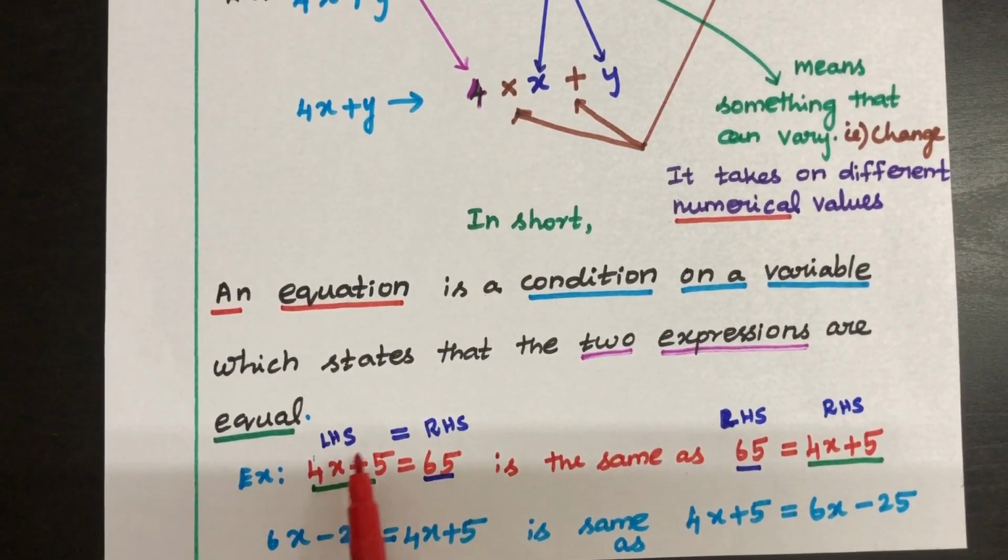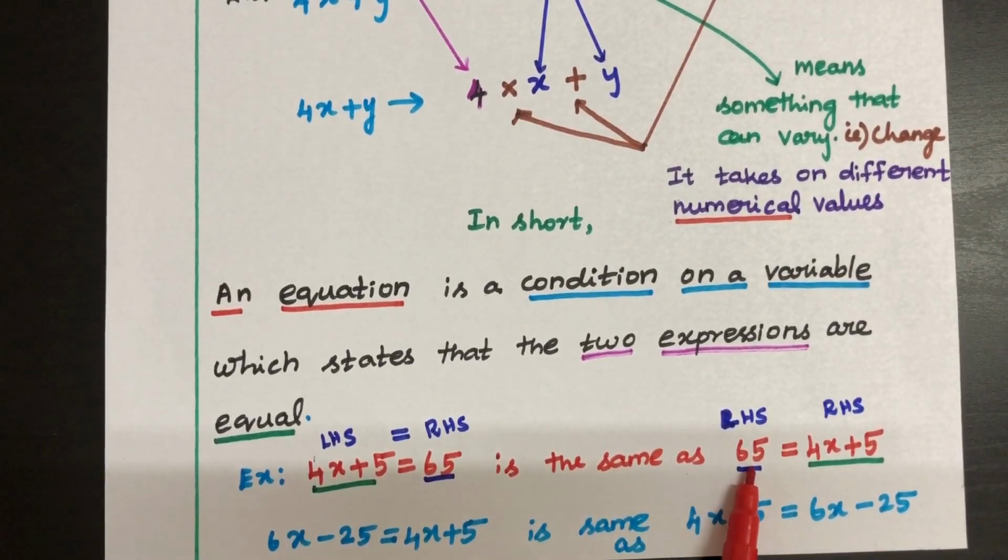This is the left hand side, LHS. RHS means right hand side. This is the same even if you interchange them, with 65 as the left hand side. See, LHS is 65 here. Also the left hand side thing 4x plus 5 comes to the right hand side, RHS. It is the same as both are equal. So we included the equal symbol in the mathematical expression. Then it becomes an equation.